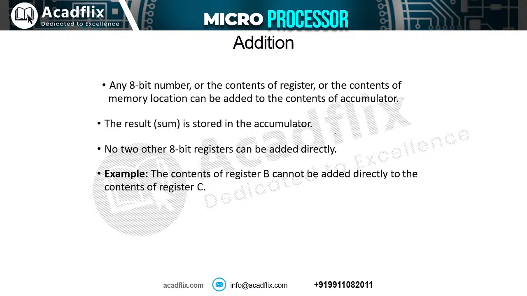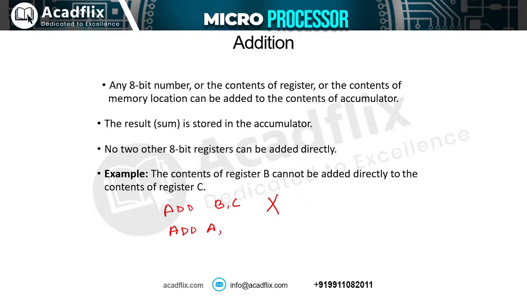This is saying that no two other 8-bit registers can be added directly. We can add any 8-bit number to the content of the register, or the content of a memory location can be added to the accumulator. This means that you cannot perform the addition operation like this, ADD BC. You can perform the addition operation with the accumulator only.